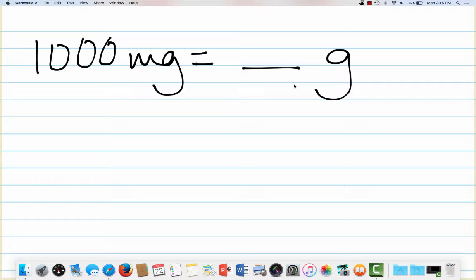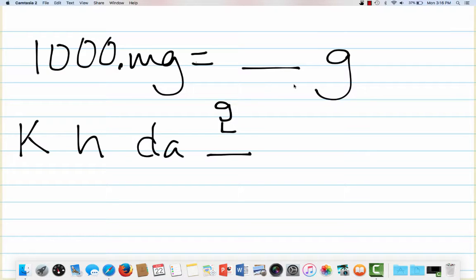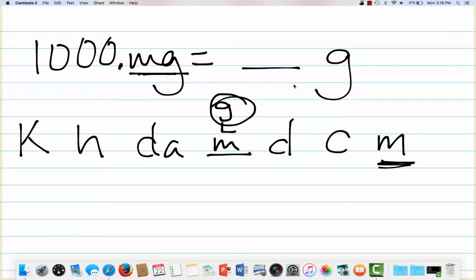With my metric system, which is kilo, hecto, deca, this is your base units, so this could be either the gram, the liter, or the meter, then deci, centi, or milli. Now, I'm starting at a milligram, so I'm starting all the way down here on my metric system. I actually want to go to my full base unit, so I want to move up to this spot. That's where I want to go.